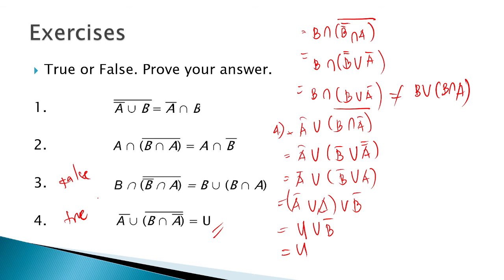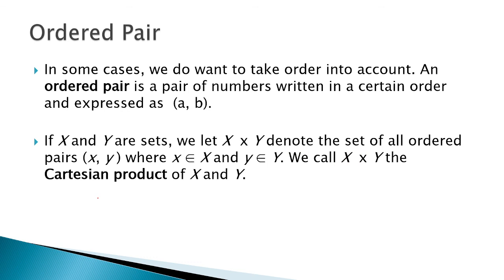Ayan. So, that is it for our discussion with sets. But before that, we're going to have a little information about what we call ordered pairs. So, ordered pairs kasi, this is a pair of numbers. It is expressed like a set. However, order is taken into account.